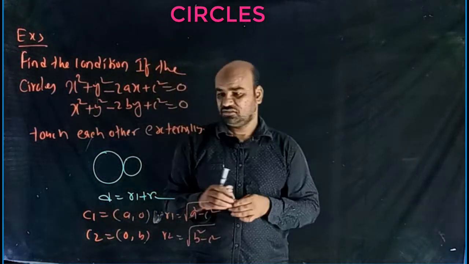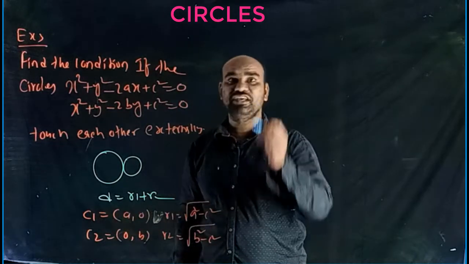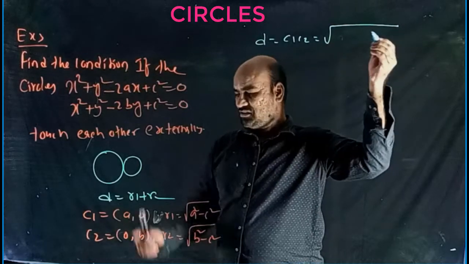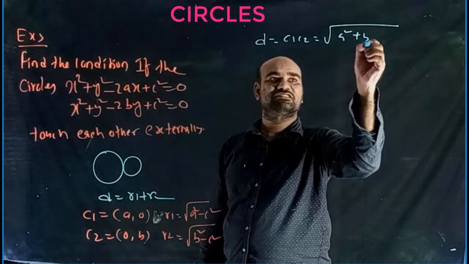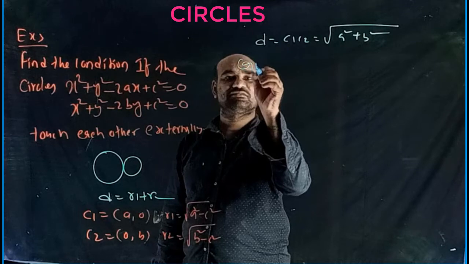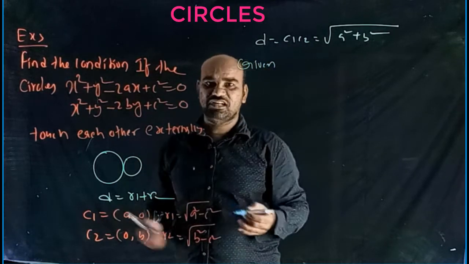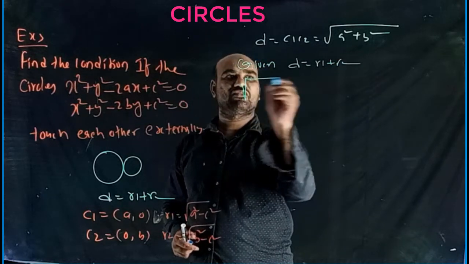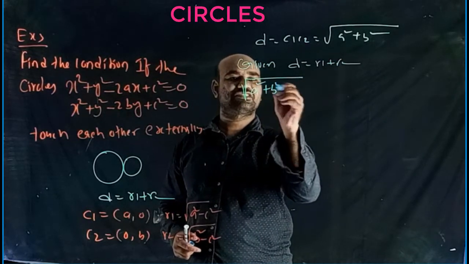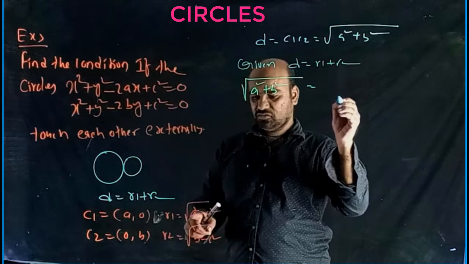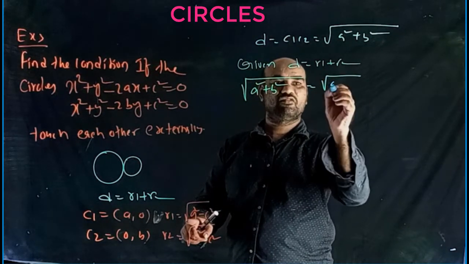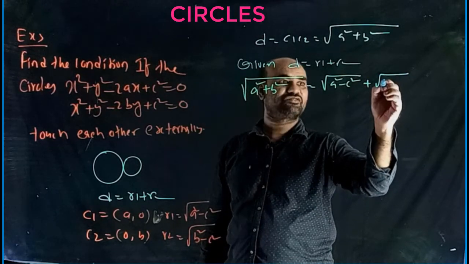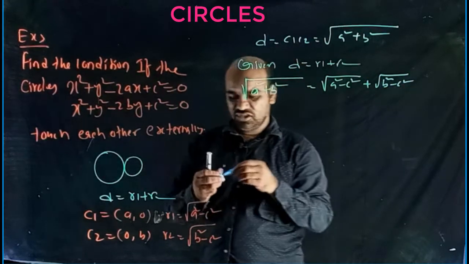So what is given? First of all, I want to find D. D means C1 C2, the distance between their centers, root over A square plus B square. Given they touch each other externally, D equal to R1 plus R2. Root over A square plus B square equal to root over A square minus C square plus root over B square minus C square. Just we need to simplify.